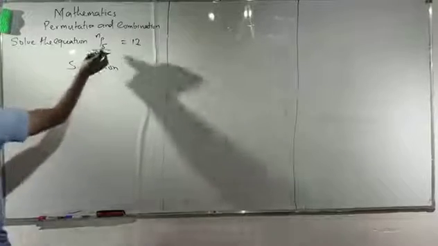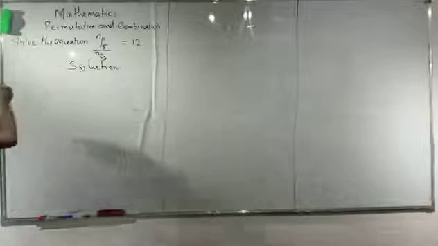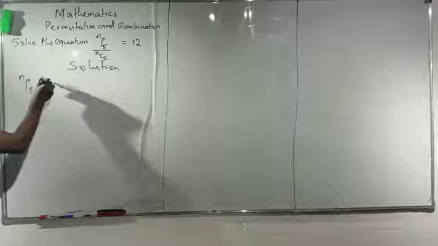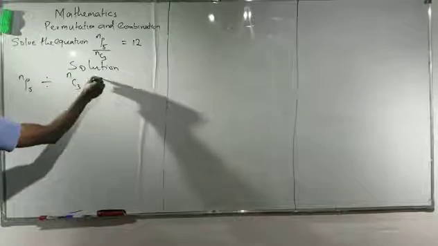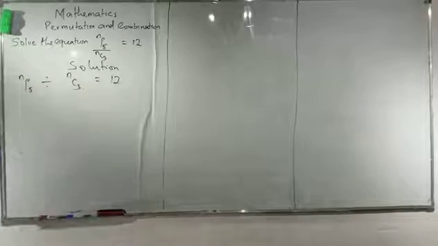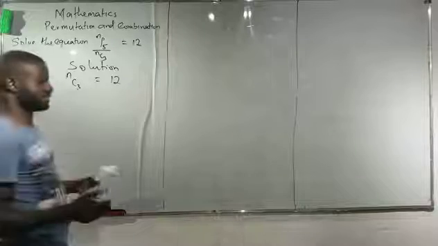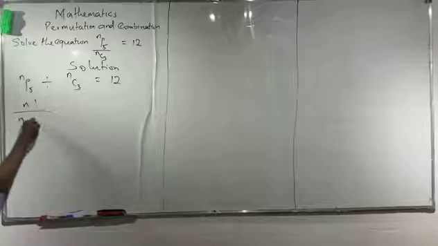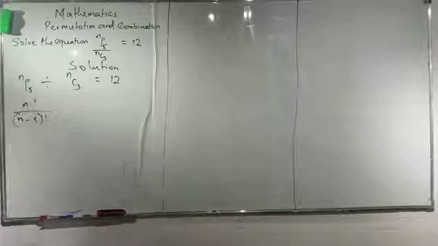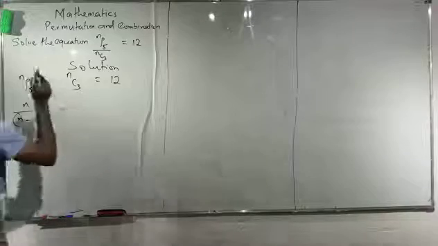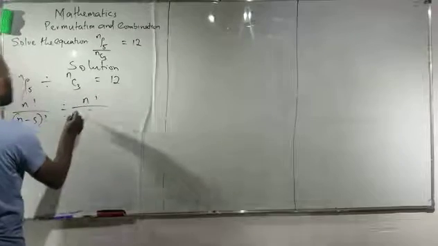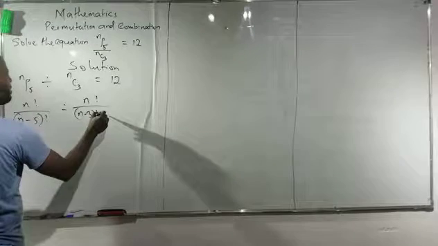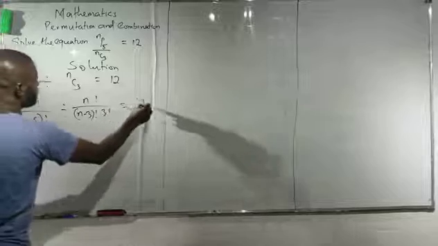Now, look at this. This is permutation, this is combination. Now, it means I can say that 5 divided by 3 equals 12. That is the interpretation in the normal real sense. Now, this will give me n factorial divided by (n - 5) factorial because it's a permutation. Now, divide by n factorial divided by (n - 3) factorial and 3 factorial, equals 12.